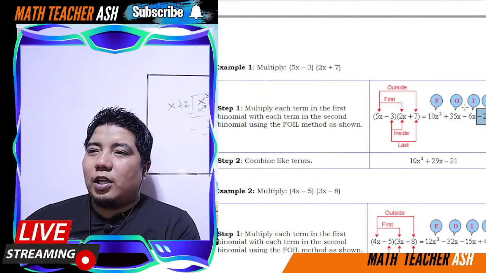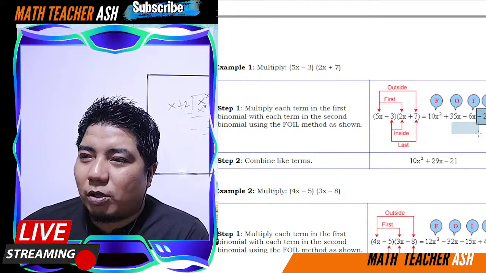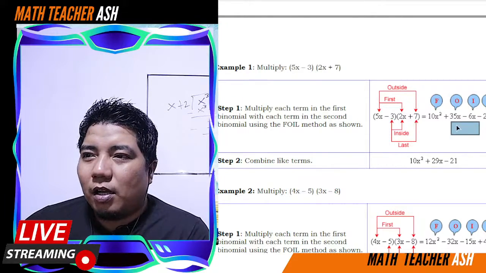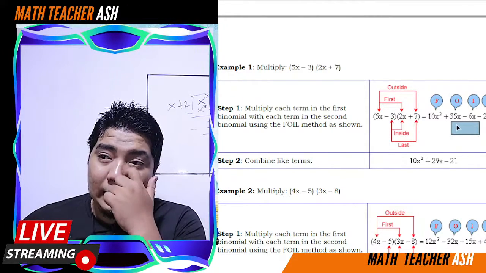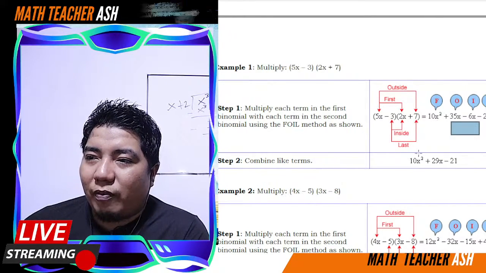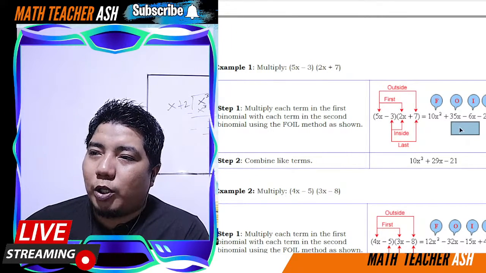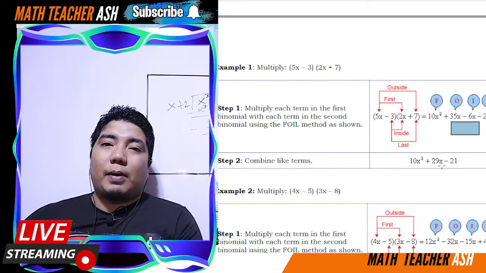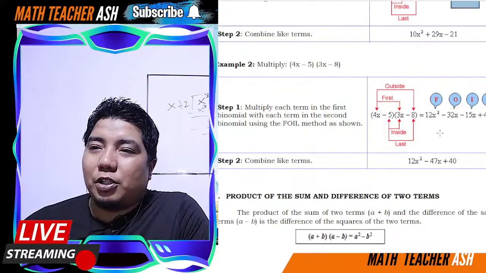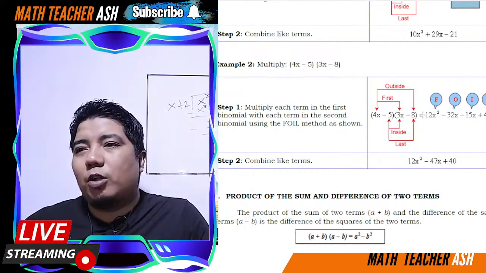So, of course, the outer and the inner will always be simplified because they have the same terms. 35x minus 6x, they have both x in the linear term or in the first degree. So, 35 minus 6, that is positive 29. So, you copy the F, you copy the L, negative 21, and then when you simplify 35x minus 6x, that is positive 29x. Ganun lang kadali, my dear math learners. So, just the same in the FOIL method. Okay, so you just multiply.